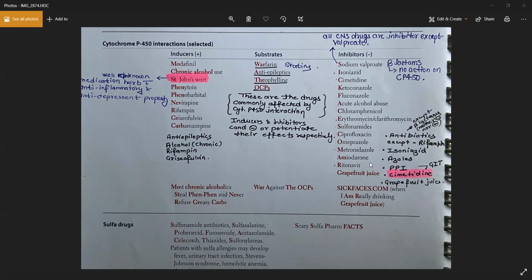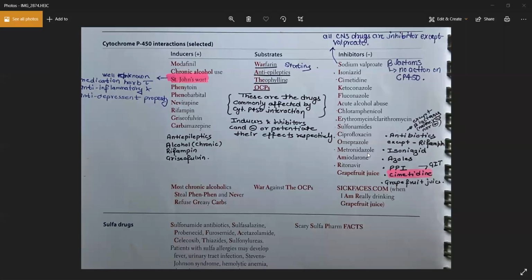Oh, it is amantadine, not amiodarone. I'm sorry about that. It was amantadine, the antiviral. Amiodarone is the antiarrhythmic agent, and it is a cytochrome P450 inhibitor. I got it confused. It was amantadine who was the antiviral, not the amiodarone.